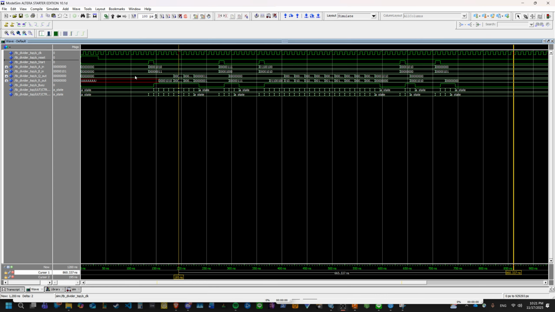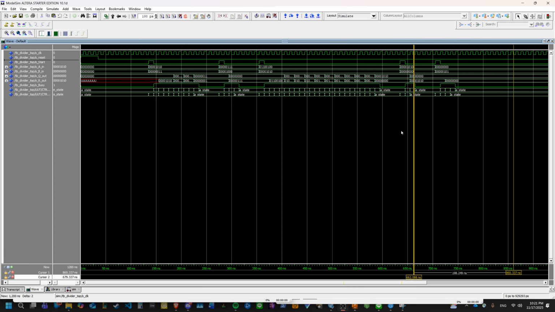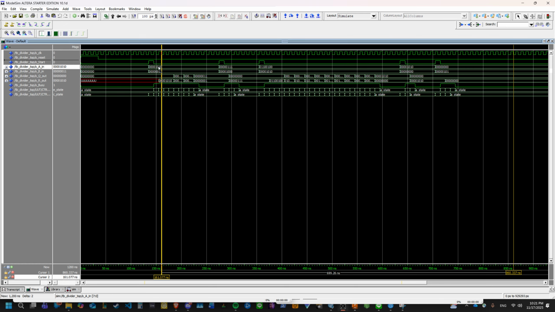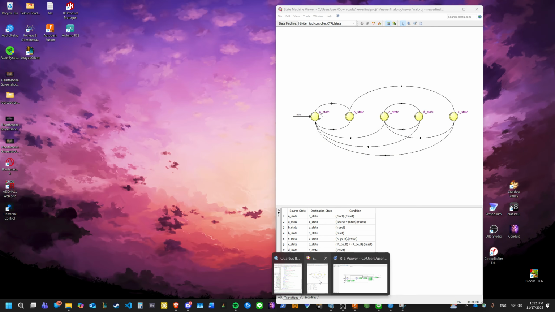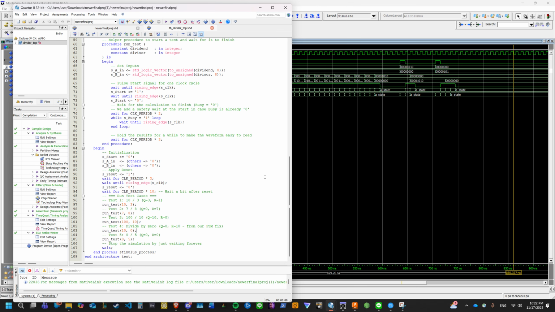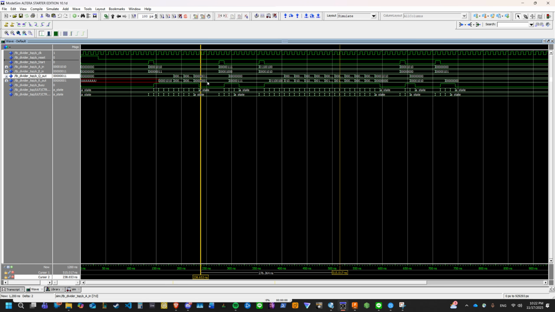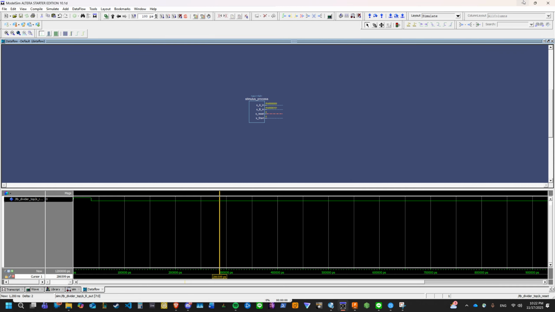So here is our simulation. As you can see, it's working as intended. Here it's 10 divided by 3, if I remember correctly, which should get 3 remainder 1. So here is 3 and here is 1. So Q is equal to 3 and R is equal to 1, and it's all the same.